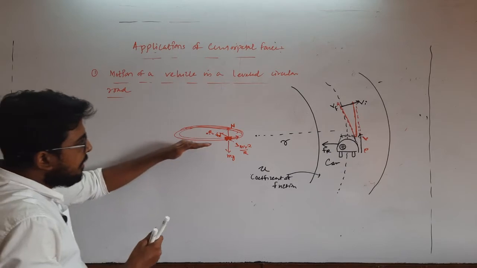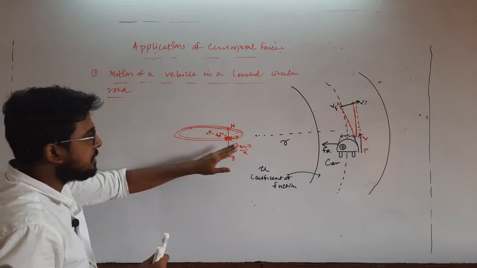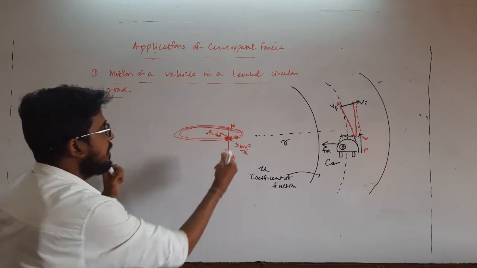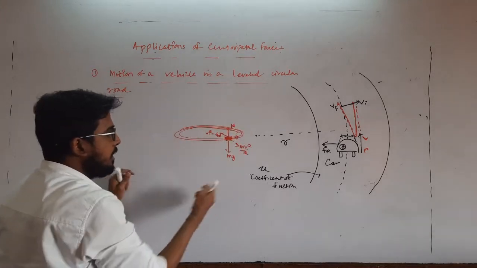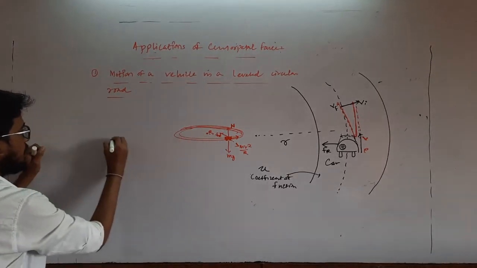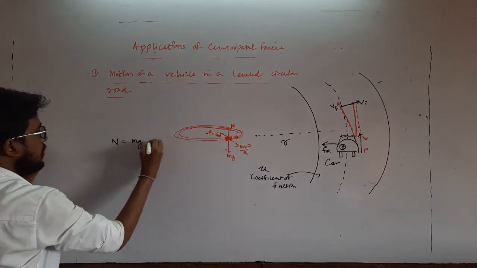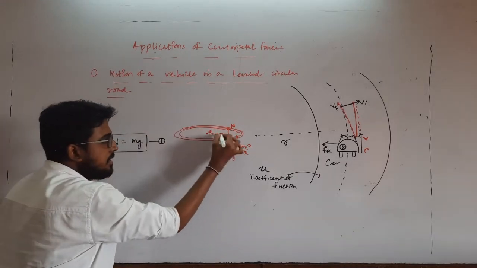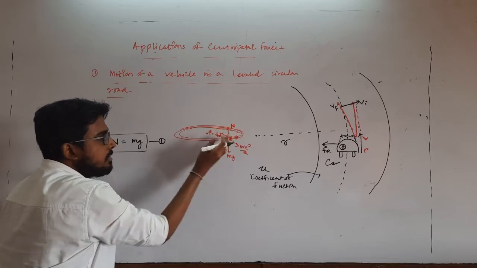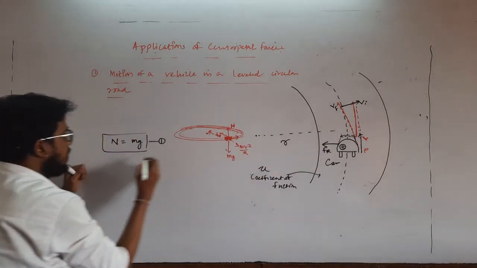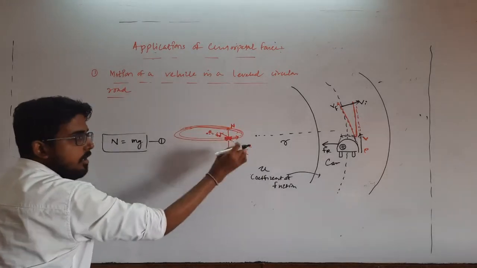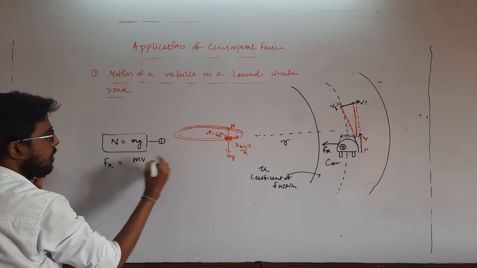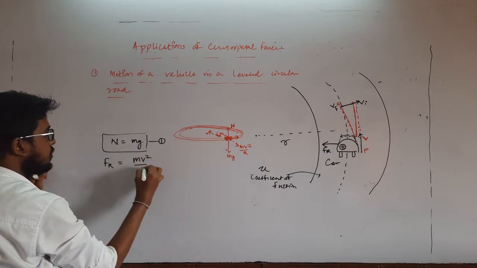Clear? So if the vehicle is moving without sliding or taking the turn without sliding, then there is no motion along the vertical direction, then the vertical force, that is normal reaction, must be equal to mg, because along vertical direction there is no motion. And if the vehicle is not sliding, that means there is no motion along the horizontal or radial direction. That means for safe turning, the frictional force must be equivalent to the centrifugal force acting on the vehicle, that is mv square by r.